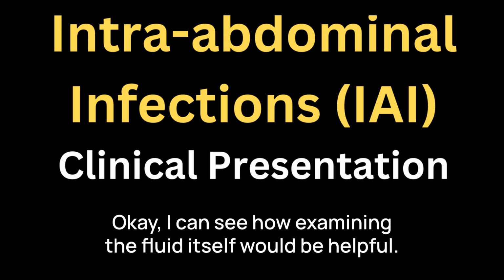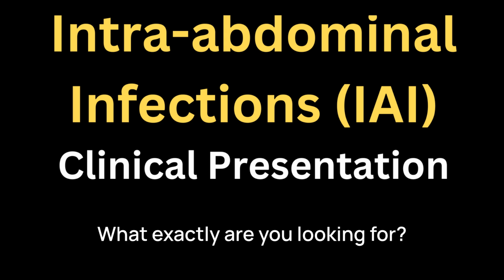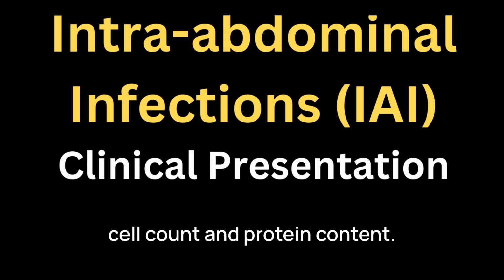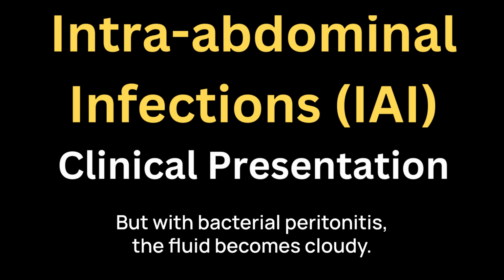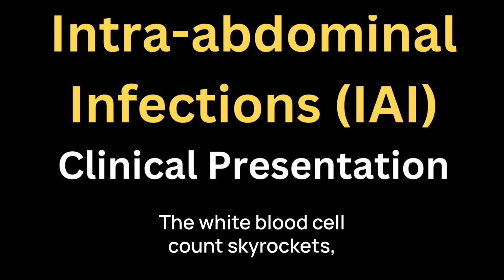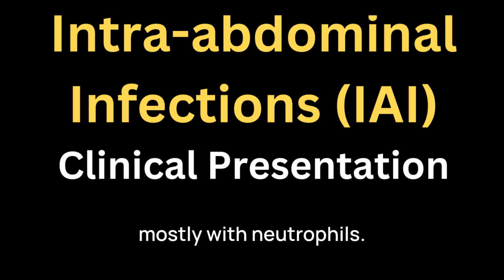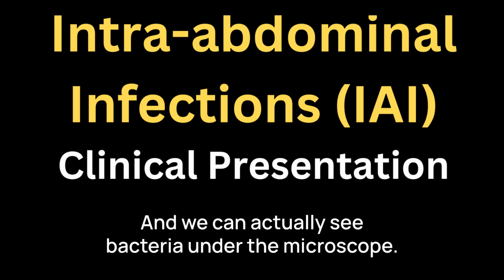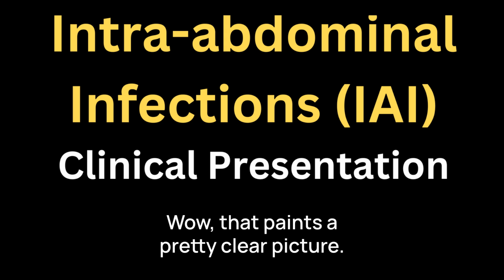Okay, I can see how examining the fluid itself would be helpful. What exactly are you looking for? Well, normal peritoneal fluid is clear and has a low white blood cell count and protein content. But with bacterial peritonitis, the fluid becomes cloudy. The white blood cell count skyrockets, mostly with neutrophils. Protein levels increase. The pH becomes more acidic, and we can actually see bacteria under the microscope. Wow, that paints a pretty clear picture, so to speak.